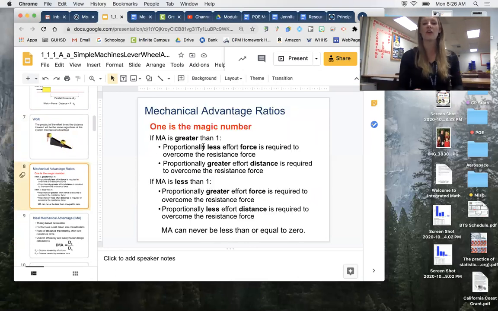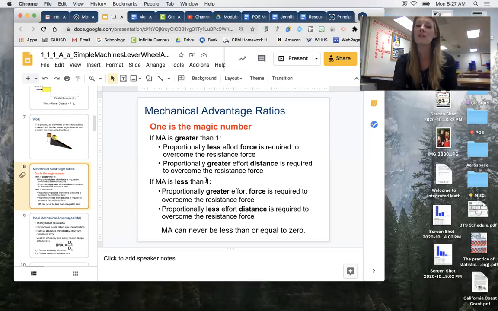With mechanical advantage, we're going to have two different concepts: an ideal mechanical advantage and an actual mechanical advantage, and we will have equations for those in just a minute. But the idea of a mechanical advantage, if it's greater than one, then proportionally less effort force is required to overcome the resistance. In the last example it was 4 to 1. That's larger than 1, our mechanical advantage is 4. That means it's less effort to actually push the force.